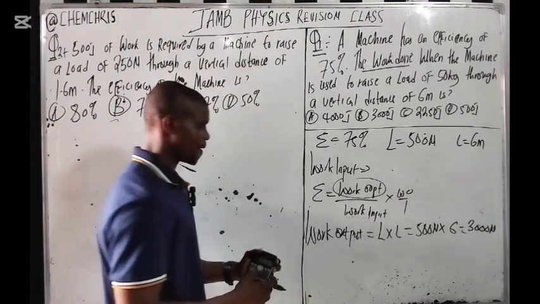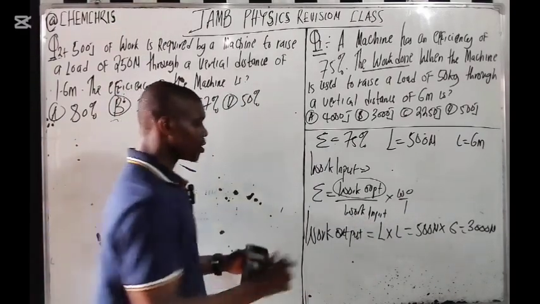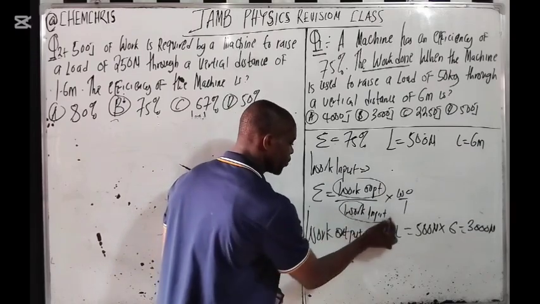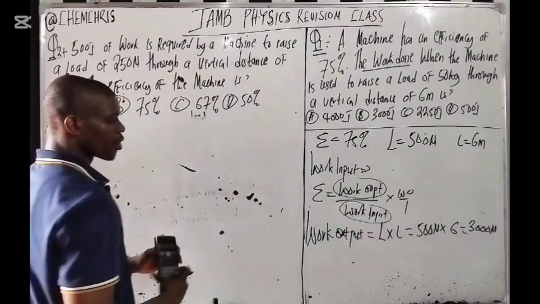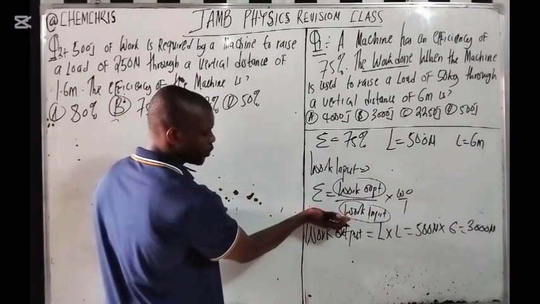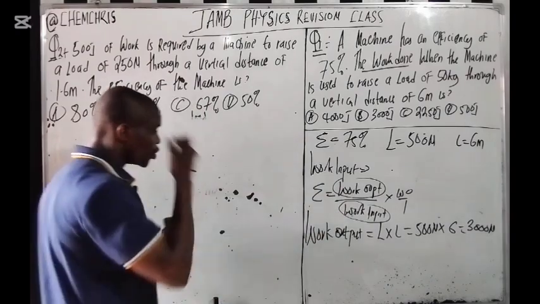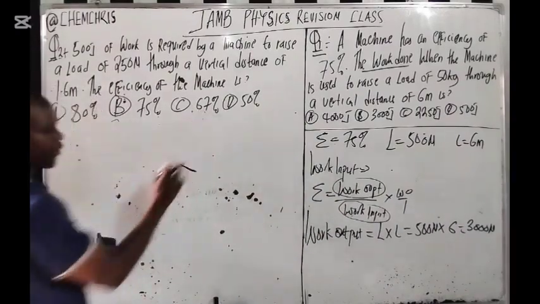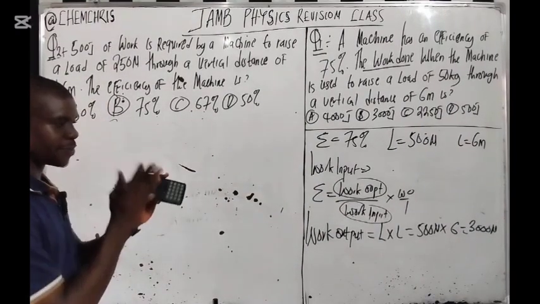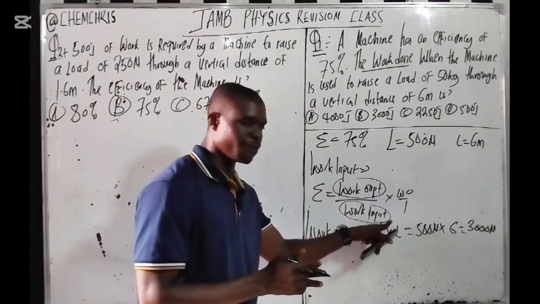3,000 Newton here. Hope you understand. So now let's make work input the subject of the formula. If you want to make work input the subject of the formula here, you should do your calculation, cross multiply, and make work input the subject of the formula. What are you going to get?